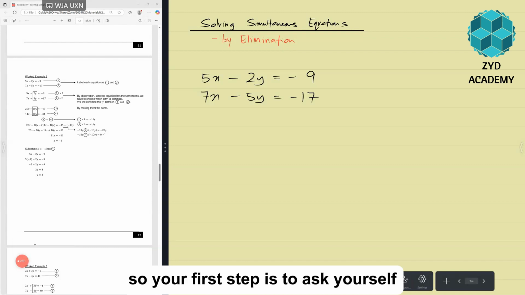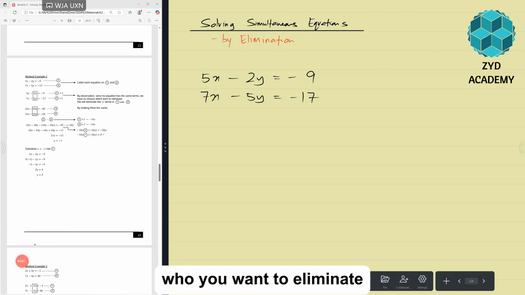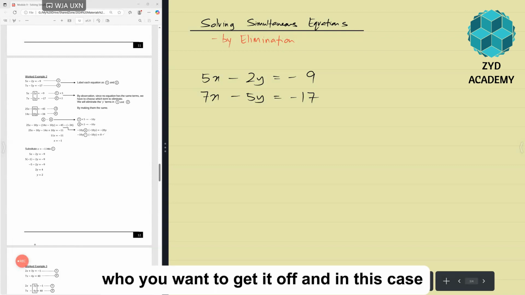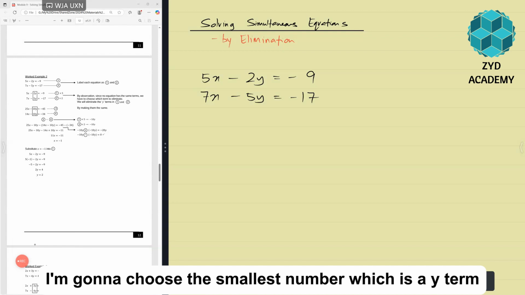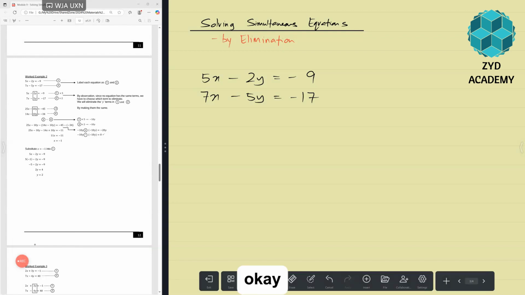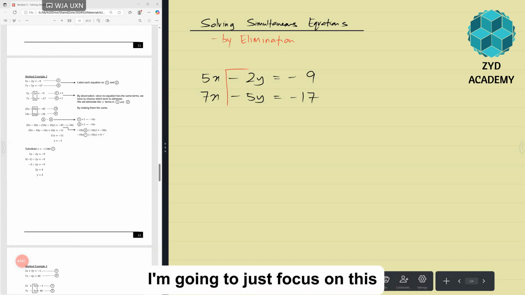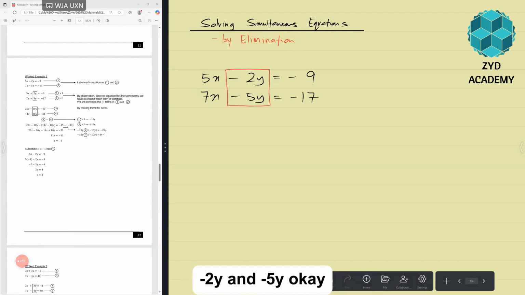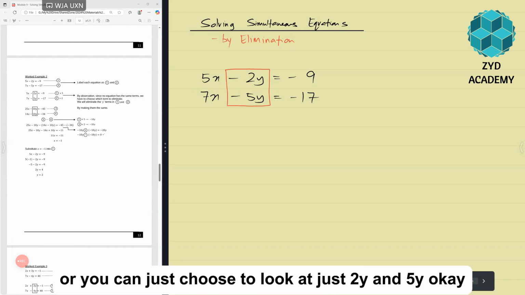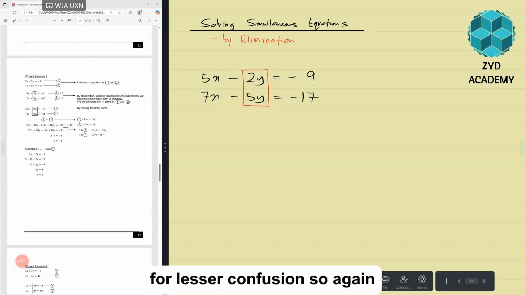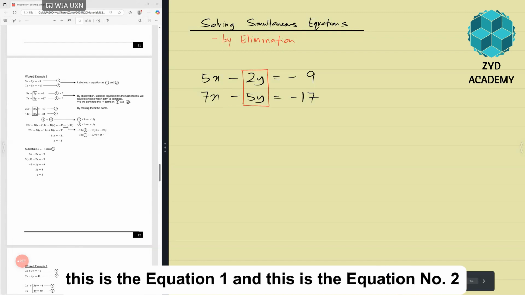So your first step is to ask yourself who you want to eliminate, who you want to get rid of. In this case, I'm going to choose the smallest number, which is the y term. Because you have chosen to eliminate the y term, I'm going to just focus on this minus 2y and minus 5y, or you can just choose to look at 2y and 5y for lesser confusion. Again, this is equation 1 and this is equation number 2.